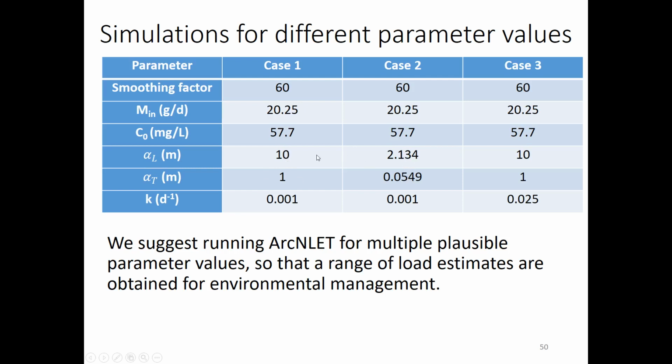So those two values are from our calibration and from literature. And for K, we consider 0.001 from our own calibration. We also consider this value, which is bigger than this value. And this is just an example.